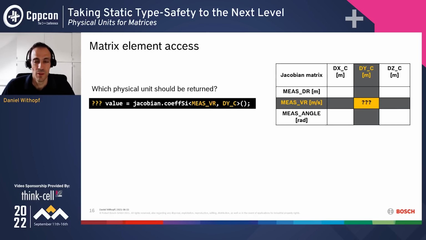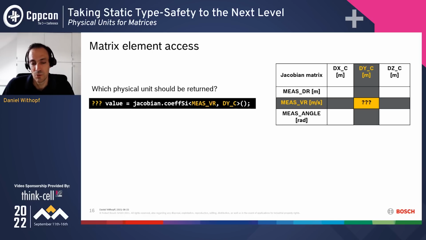And now the question for you. Maybe we don't have a poll today, but maybe you can try to answer it for yourself. Which physical unit should be returned when we execute a code line like here? So we're accessing the Jacobian at the index mesh vr and dy. This is also shown on the right-hand side. So we're accessing the row mesh vr with a unit of meters per second and the column dy with a unit of meters.